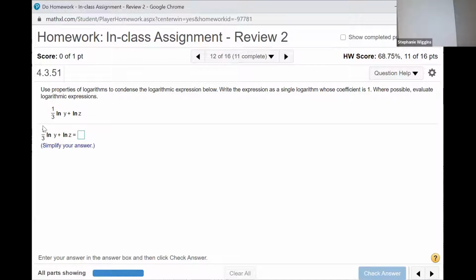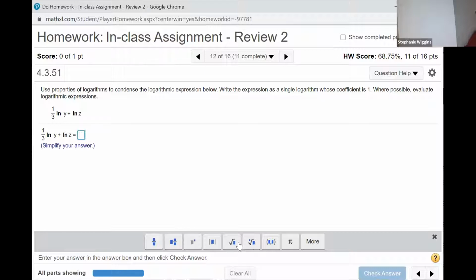This 1/3 just means we have a cube root of y. And then we're adding the log, so that means we multiply. So we have the cube root. Whoops, I forgot my log. Got to put that in. Natural log, cube root of y, and then times z.